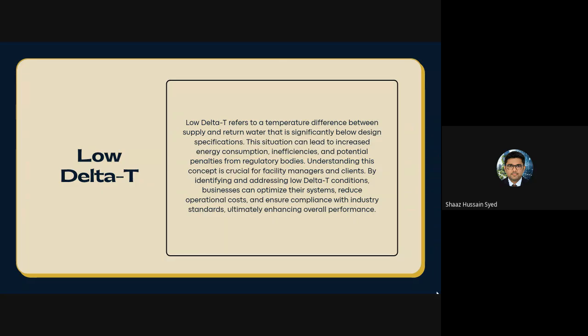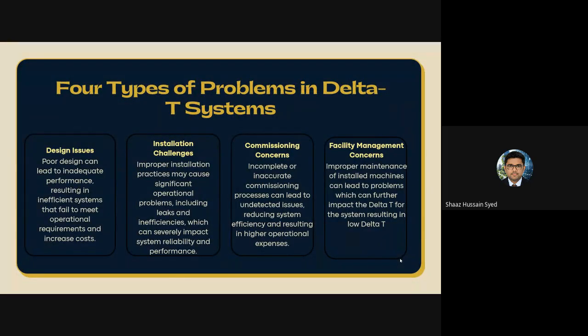Let me go to the next slide. So usually what are the root causes for this low delta T syndrome? It is defined into four issues that we usually have. First is the design issue. Second is the installation issues. Third is the commissioning. And fourth is the facility management. I'll explain this in detail in the next slides.